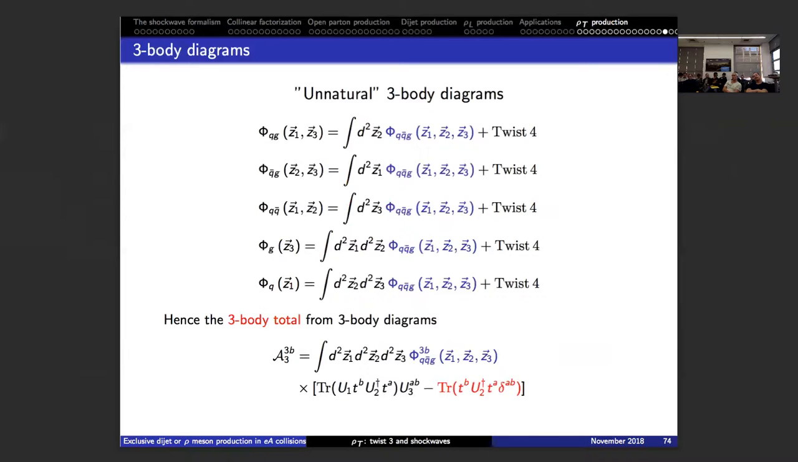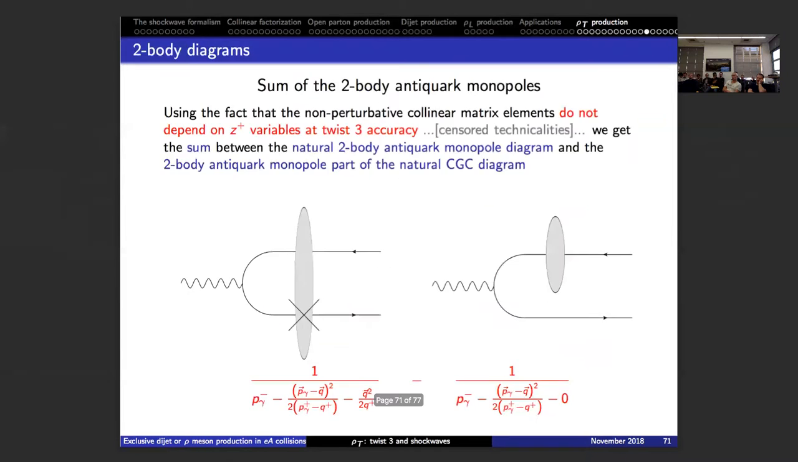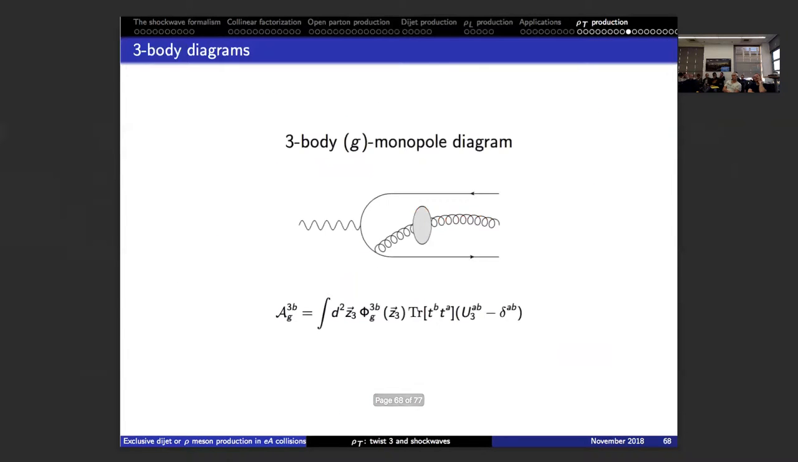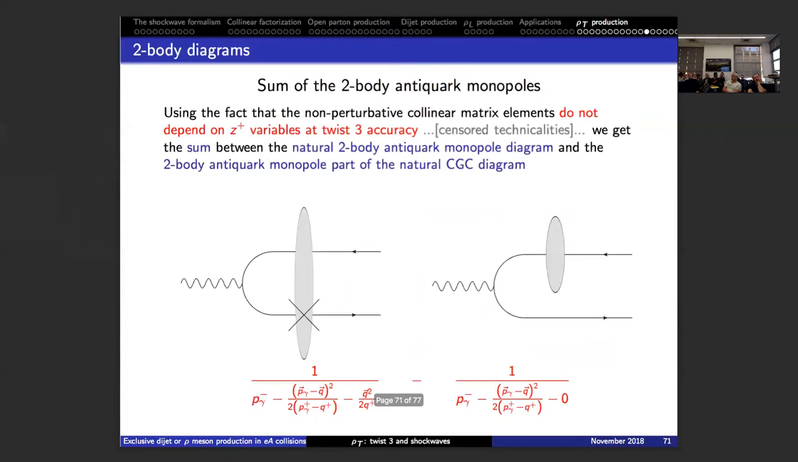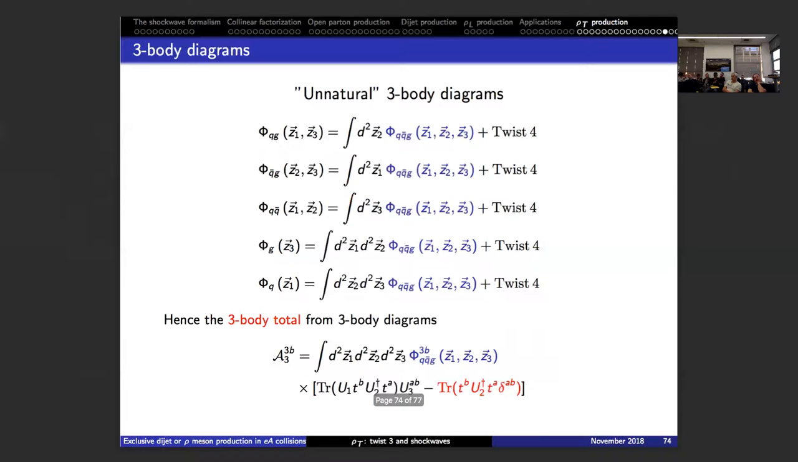So you have all these, and you can show, similarly to the remark I just made about light cone energy denominators, that those are roughly equal at twist 4. So if I'm taking, let's say, this one, the wave function here is the z1 and z2 integral of the natural wave function. Okay, so that's what I'm left with. So all of them relate to the natural diagram through integration, up to twist 4 corrections.